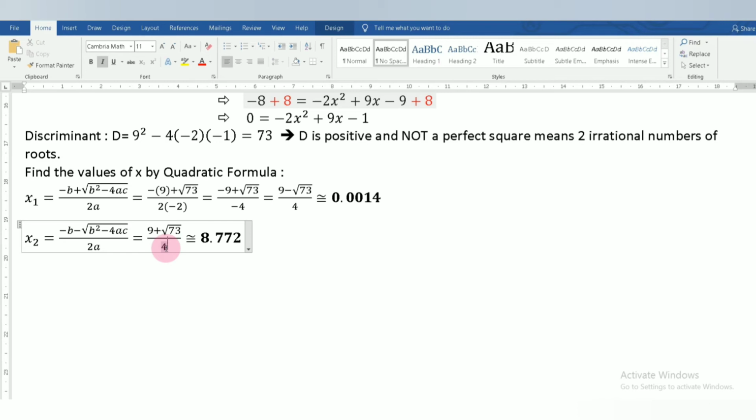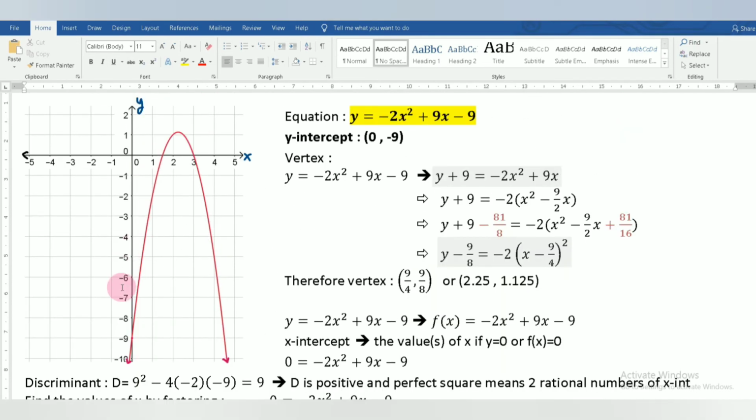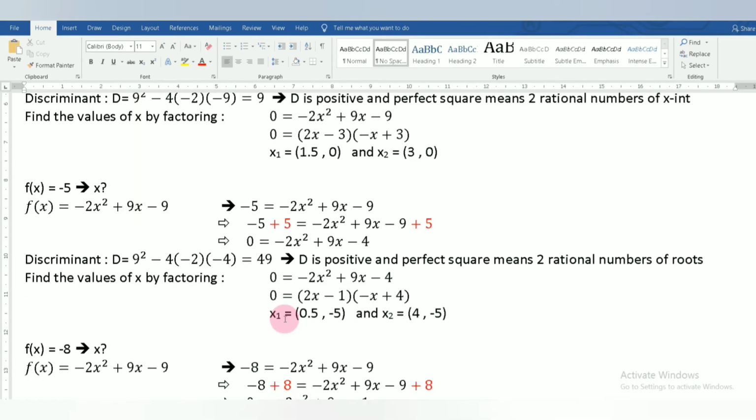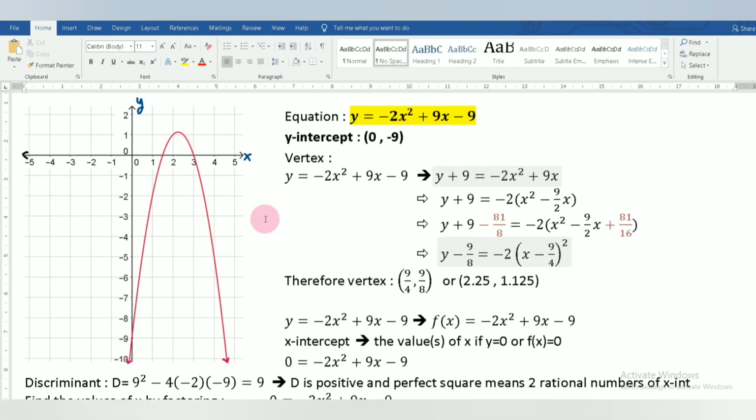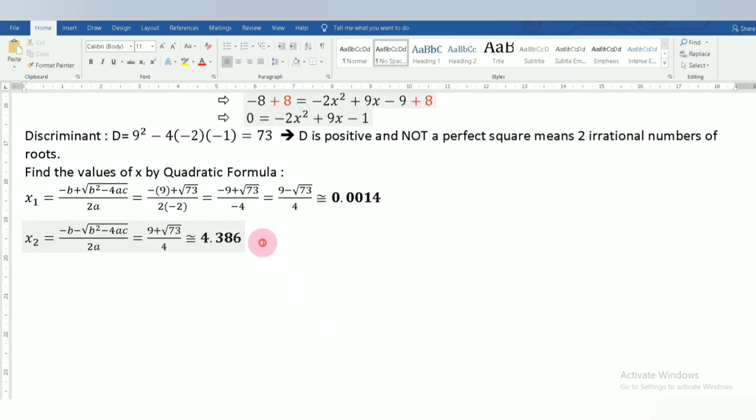We need to cross-check and conclude whether it is really reasonable or not. So actually it's not. There you are, that's the correct one. So it is over 4. Don't forget, it is 4 point. So for this -8, it's 4.386, and that's looking accurate. Now this is the correct one.